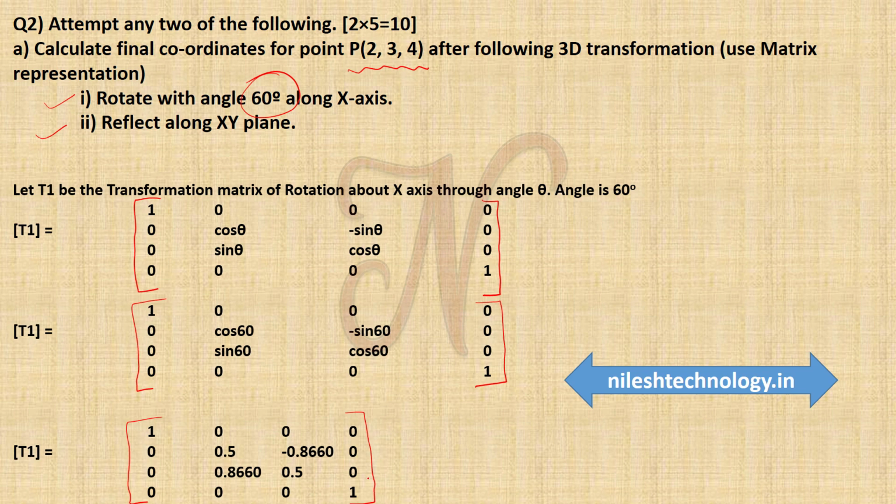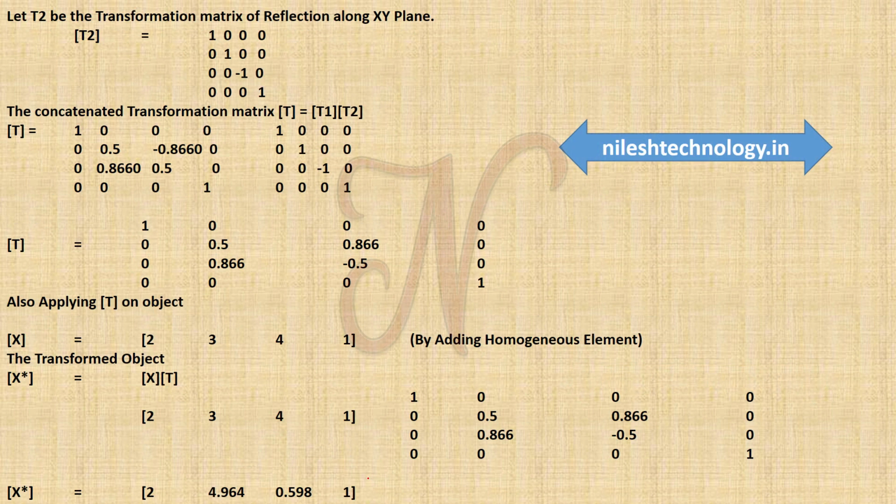Then the second matrix is the reflection along the xy plane. This is the reflection about the xy plane, so this is your second matrix. We first find the concatenated transformation matrix, that is T equal to T1 into T2. This is your T1 matrix, and into this is your T2 matrix. Here we perform the matrix multiplication. After multiplication of the 2 matrices, this is my result, the T matrix.